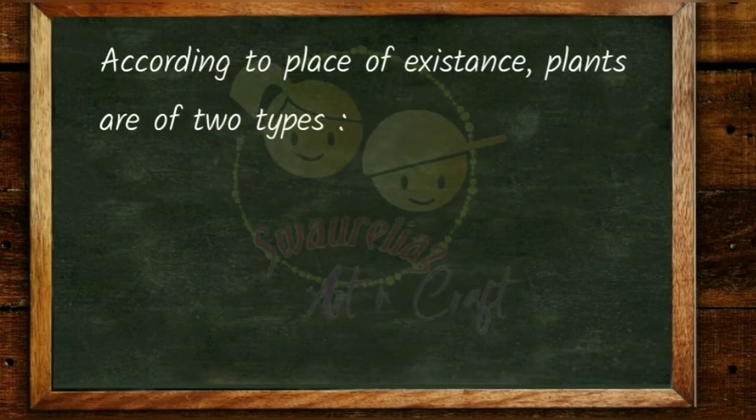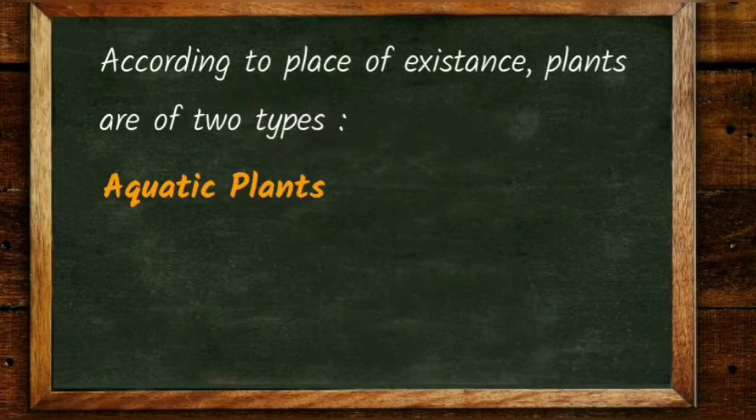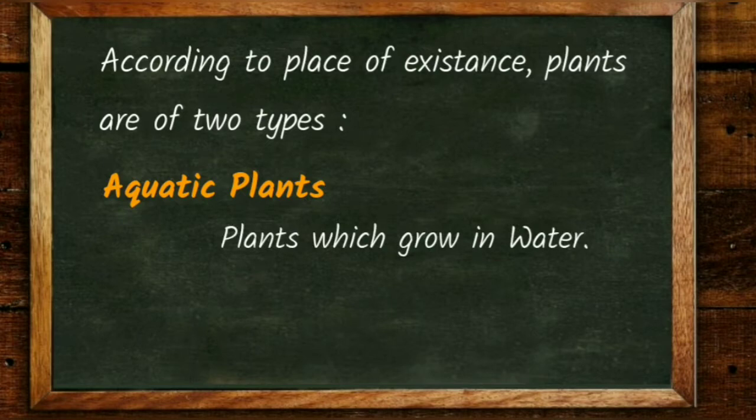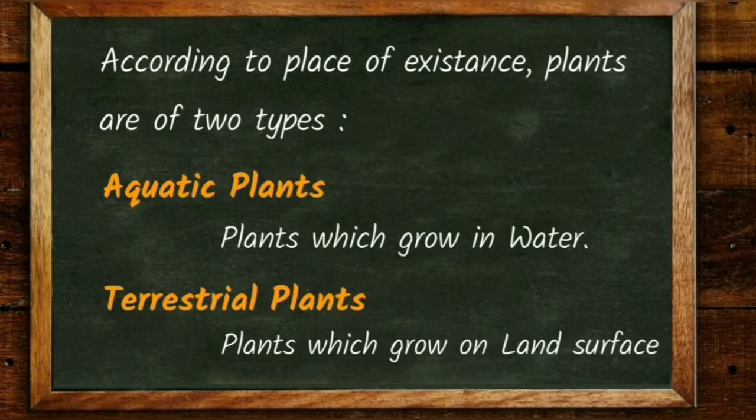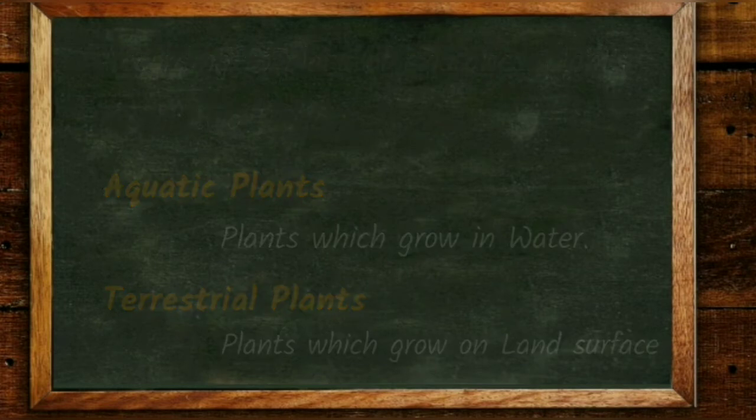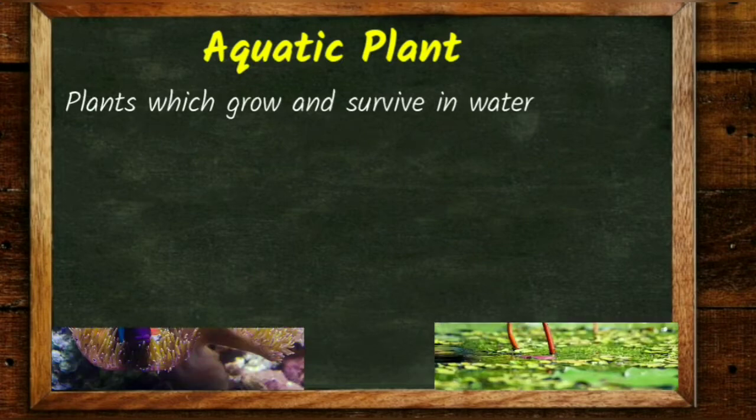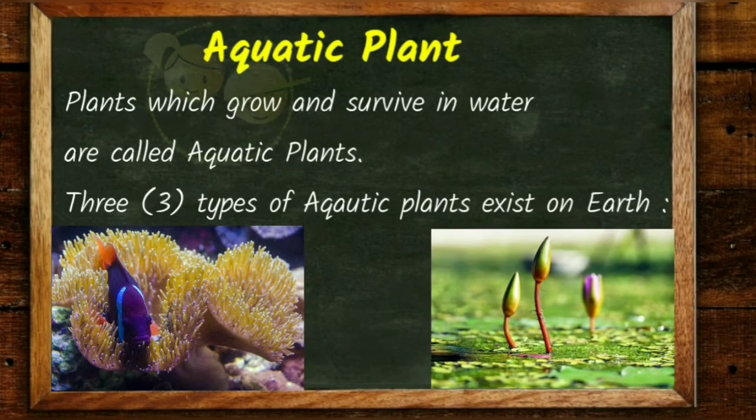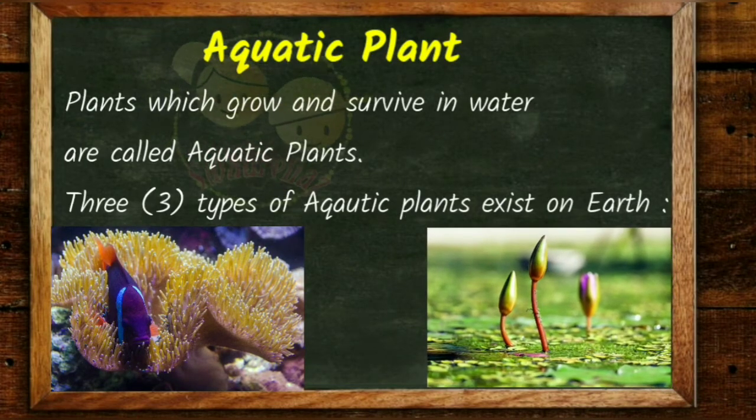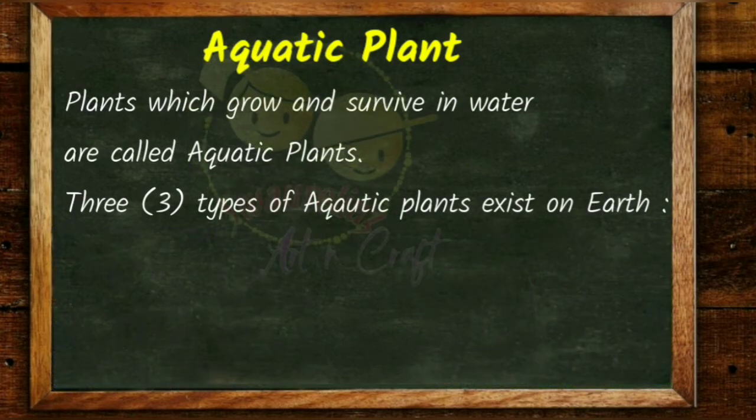According to place of existence, plants are of two types: aquatic plants and terrestrial plants. Plants which grow in water are aquatic, plants which grow on the land surface are terrestrial plants. Now let's learn about aquatic plants. Plants which grow and survive in water are called aquatic plants.